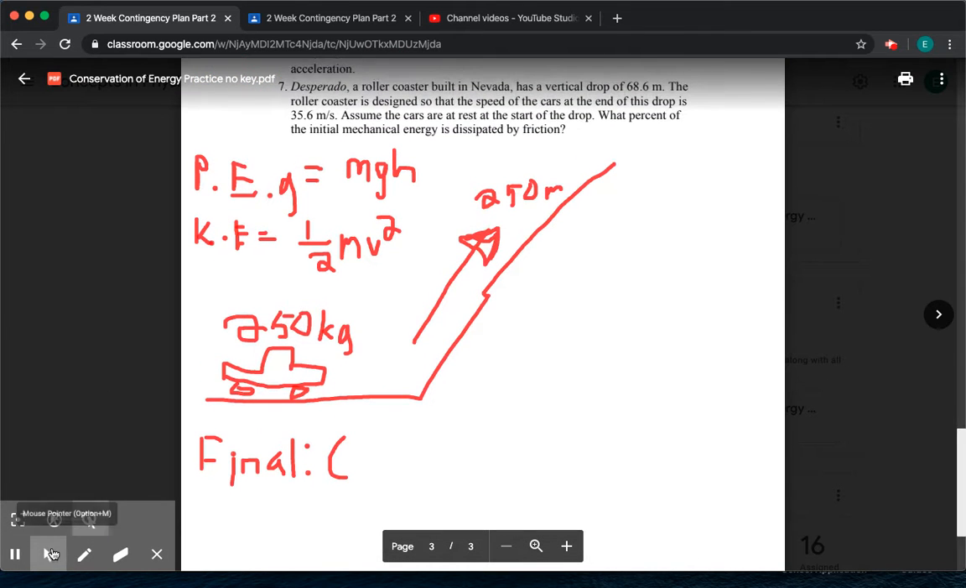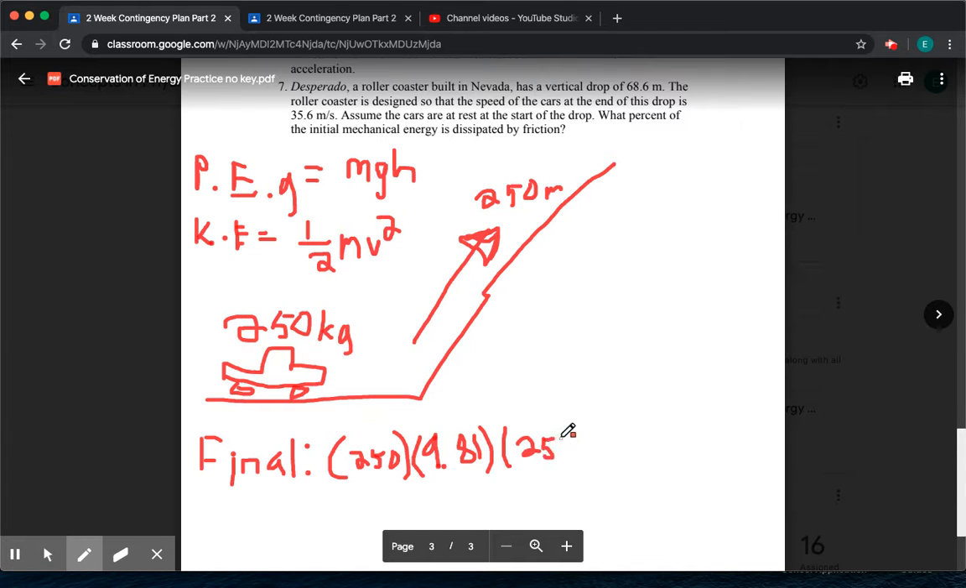That's where the mgh equation comes in. Let me scroll up a little so you can see it. So what is our mass? Our mass is 250. We need to multiply by gravitational acceleration, which is 9.81, times the height. How high did we go? We went up 250 meters. This is the potential energy that we have now at the very end.